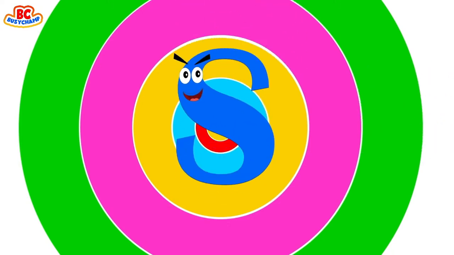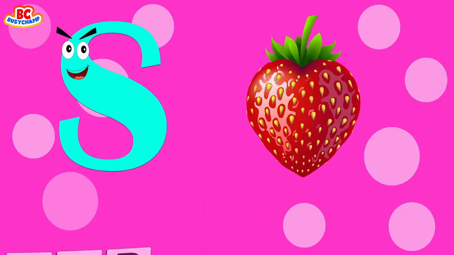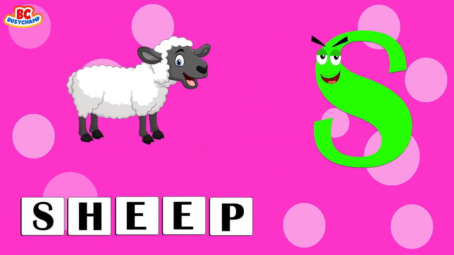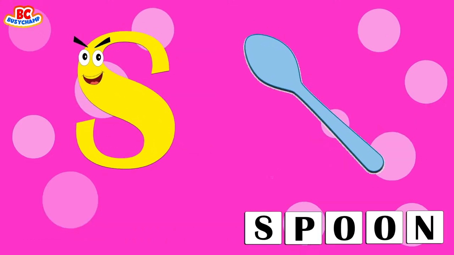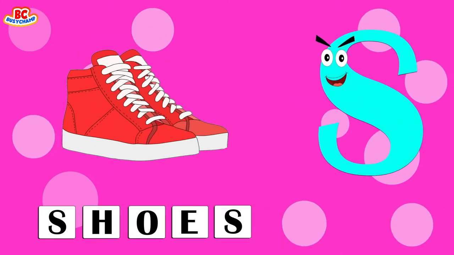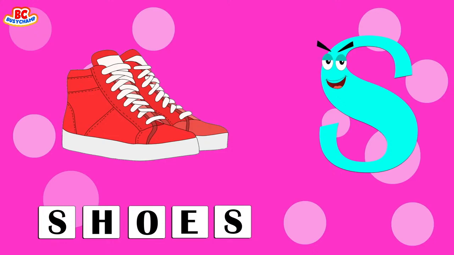Here comes the letter S. S is for strawberry. Strawberry. S is for sheep. Sheep. S is for spoon. Spoon. S is for shoes. Shoes.